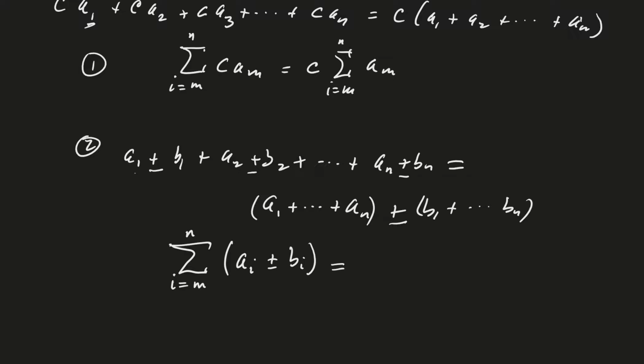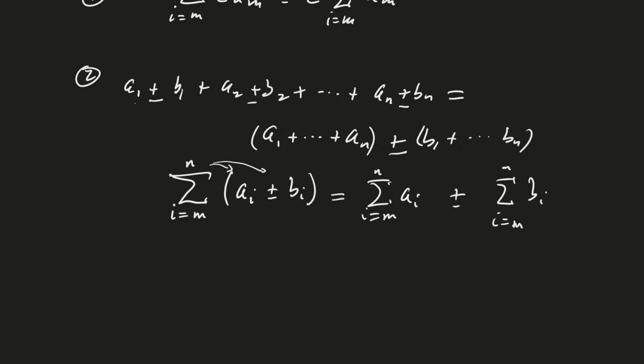In fact, what this is called is distributing the sum. So this is equal to the sum from i equals m to n of a sub i plus or minus the sum from i equals m to n of b sub i. Good. All right.